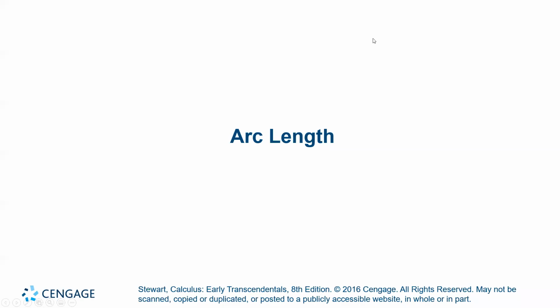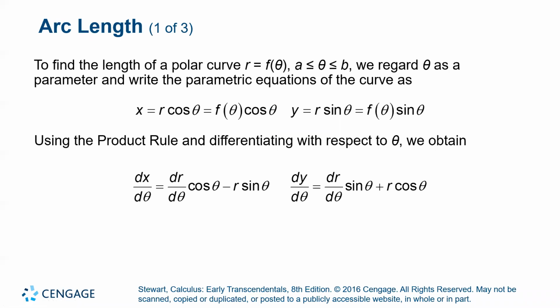So the second video in section 10.4 and final video is about how to find the arc length of a polar curve. So in order to do this, we want to think about the polar curve in terms of the parametric equations like we have in the past, where x is r cosine theta and y is r sine theta.